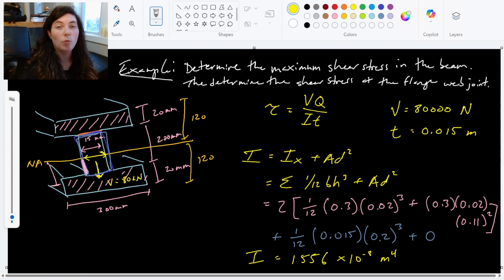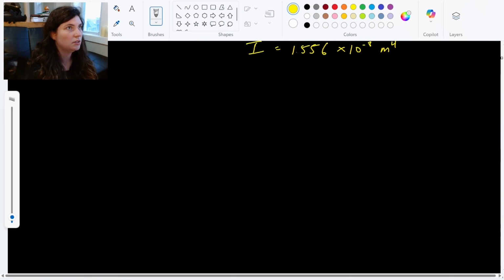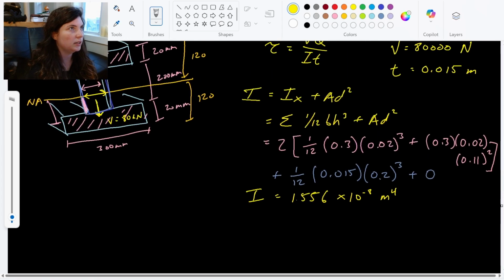So that only leaves me with one more thing I have to calculate, and it's that pesky Q value, right? I've got the V, I've got the t, I've got the I, I just need Q. So for the max shear stress, again, Q is that area from the neutral axis. So I'm going to go ahead and redraw this little cross section over here, just the portion I'm interested in for Q.